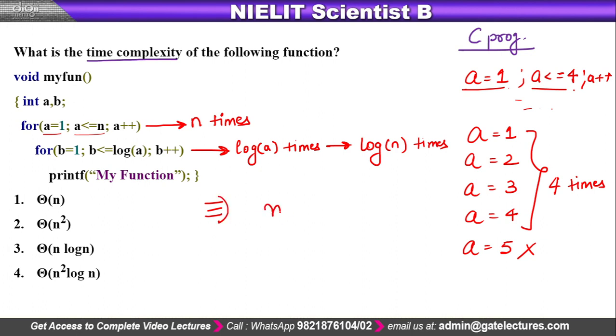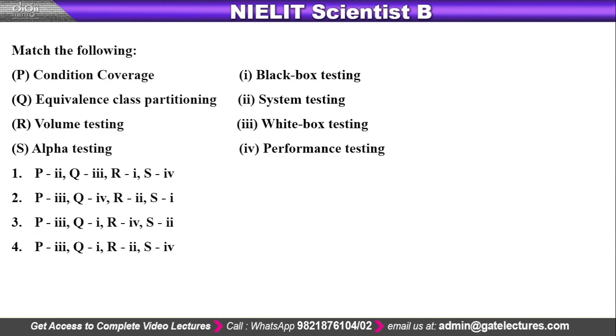The time complexity will be n log n. You will multiply the two times, n log n. So the correct answer is option number 3. That is, the time complexity of the given function will be theta n log n. Why n log n? Because the first loop is running n times and the second nested loop is running log n times. Okay, easy. Next question.